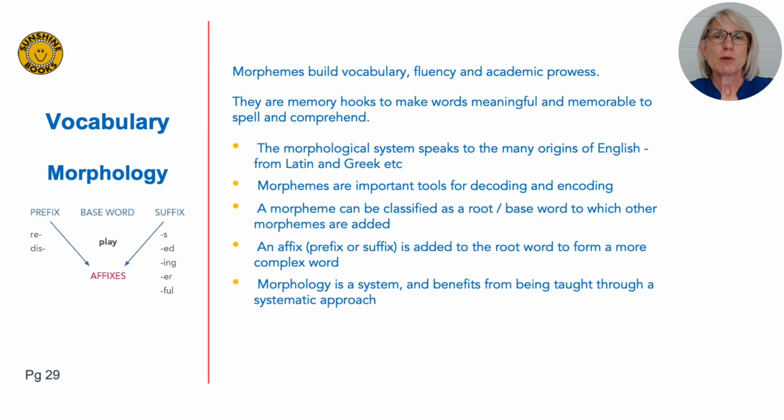Morphemes build vocabulary, fluency, and academic prowess. They are memory hooks to make words meaningful and memorable to spell and comprehend. The morphological system speaks to the many origins of English, so Latin and Greek. Morphemes are important tools for decoding and encoding. A morpheme can be classified as a root or base word to which other morphemes are added. An affix, which is a prefix or suffix, is added to the root word to form a more complex word. Morphology is a system and benefits from being taught through a systematic approach.